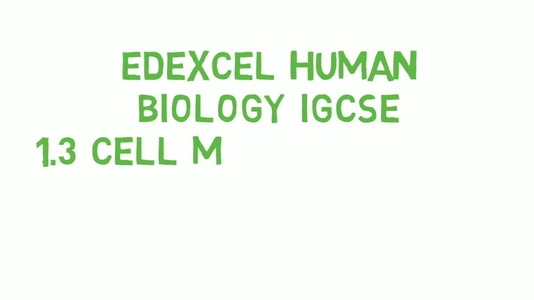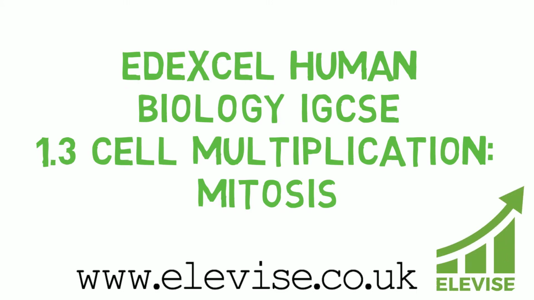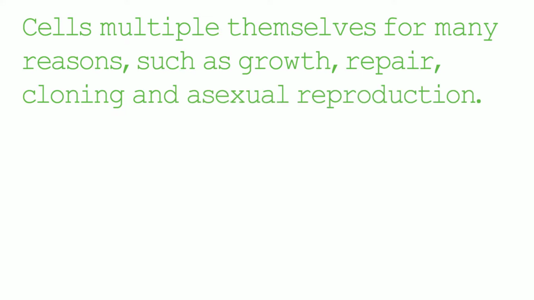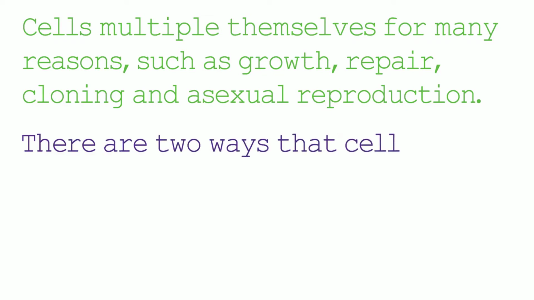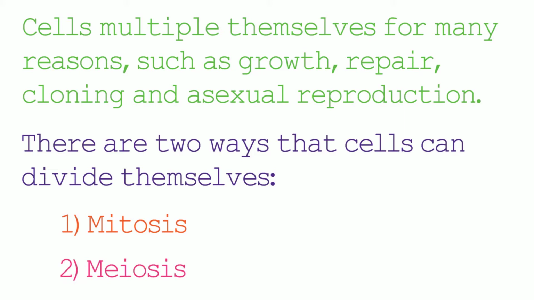Hi, in this video we're going to be looking at mitosis, which is a type of cell multiplication. Cells multiply themselves for many different reasons, such as growth, repair, cloning, and asexual reproduction. There are two different ways that cells can divide themselves. These are mitosis and meiosis. We're going to be looking at mitosis in this video, and there's going to be another video for meiosis.